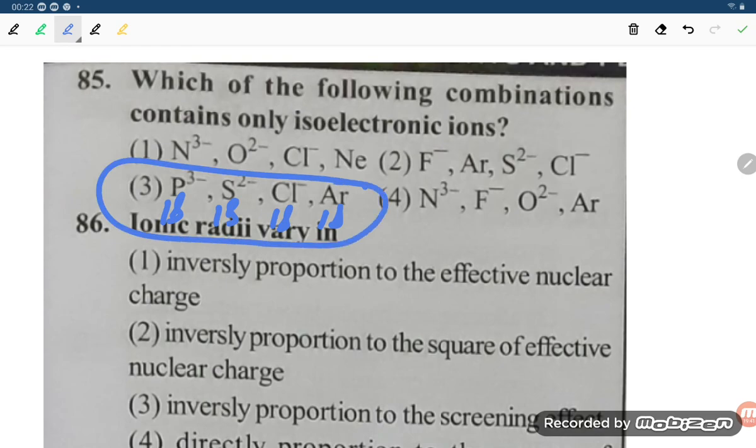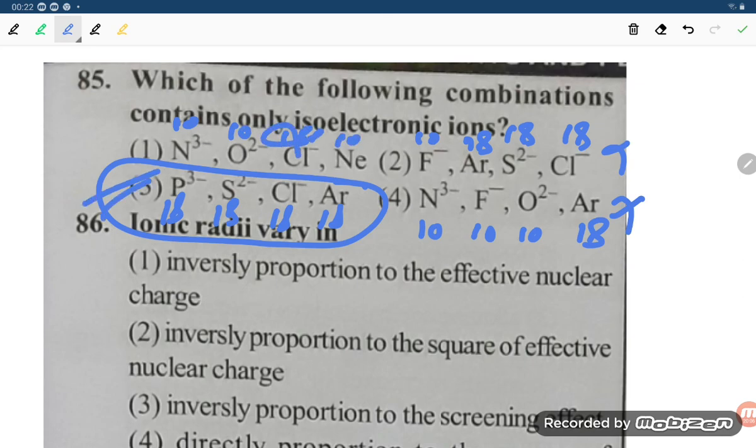They are isoelectronic. If you are considering others, nitrogen is 10, fluorine is 10, oxygen is 10, argon is 18, so this is wrong. If this one is 10, this is 18, 18 and 18, this is also wrong. Nitrogen is 10, this is 10, that is 18 and 10, so this is all wrong. So correct option is option number 3.